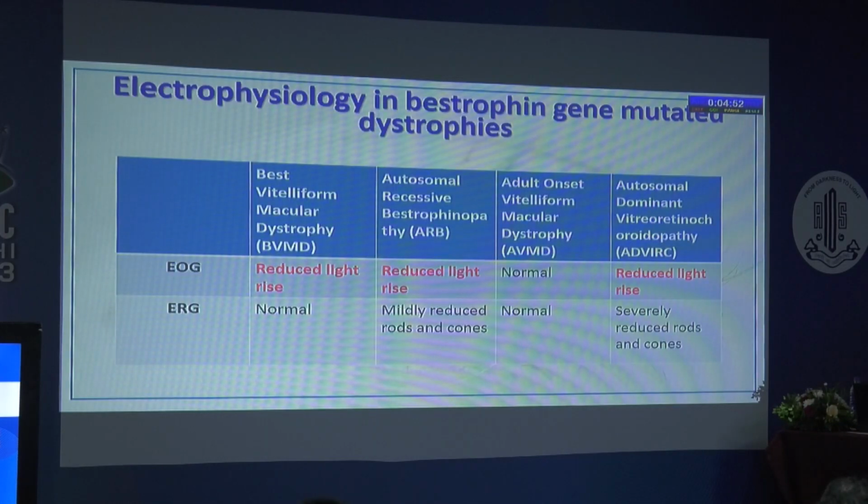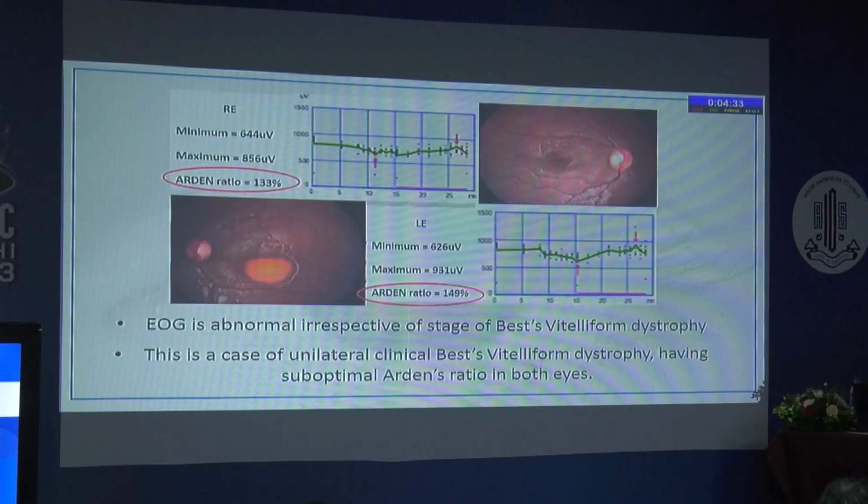So in bestrophin gene mutated dystrophies, EOG is reduced in all, except adult onset vitelliform macular dystrophy, where it is normal. And ERG is normal in all bestrophin gene mutated dystrophies, only severely reduced in autosomal dominant vitreoretinochoroidopathy. Now, EOG is abnormal irrespective of the stage of Best vitelliform dystrophy.